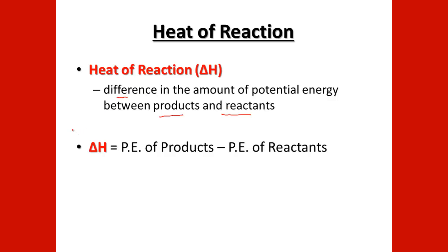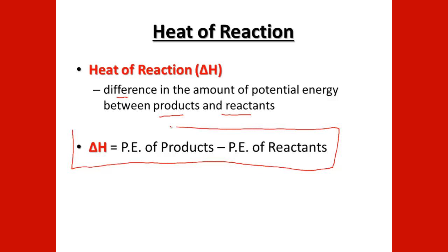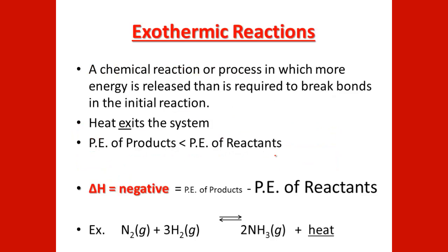Now, our equation for this, to put into that box, shows us delta H. Delta means change in. Delta H equals the product's potential energy minus the reactant's potential energy. So making sure products minus the reactants is what we need to see there.